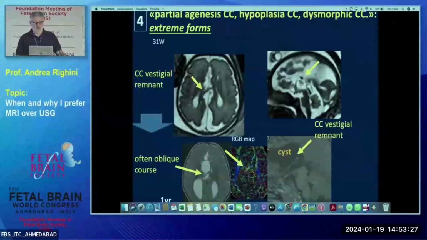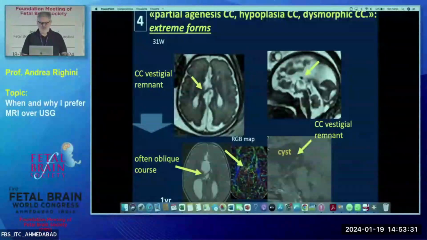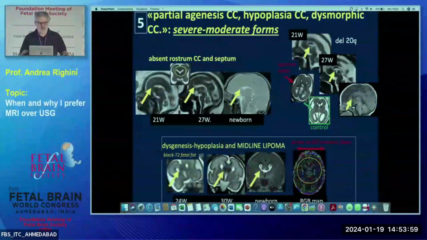And sometimes the dysmorphism of the corpus callosum is very neat, very clear, unequivocal, and you can replicate what is very well known from the literature, that these partial components of the corpus callosum may have an oblique course, which can be seen with DTI after birth, but the group of Vienna has clearly demonstrated it also during pregnancy with fetal MRI directly.